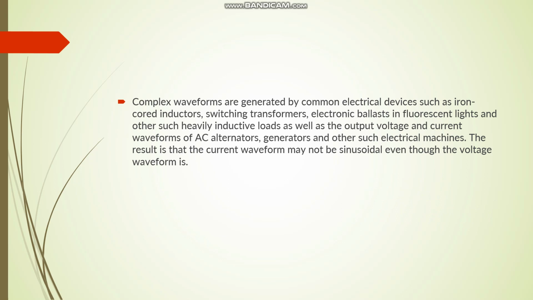Complex waveforms are generated by common electrical devices such as iron core inductors, switching transformers, electronic ballasts in fluorescent lights, and other such heavily inductive loads, as well as the output voltage and current waveforms of AC alternators, generators, and other such electrical machines. The result is that the current waveform may not be sinusoidal, even though the voltage waveform is.